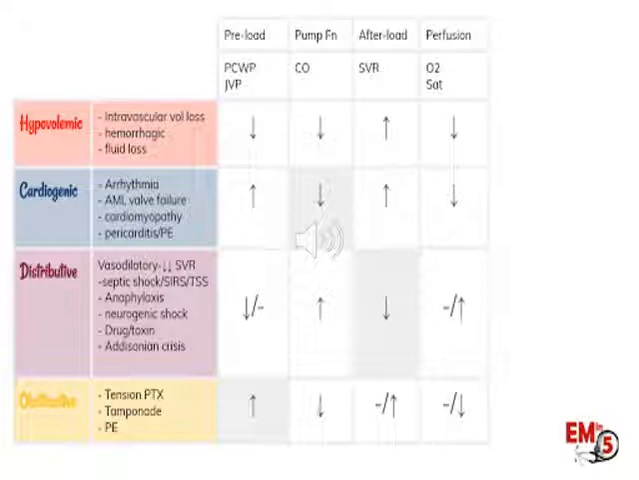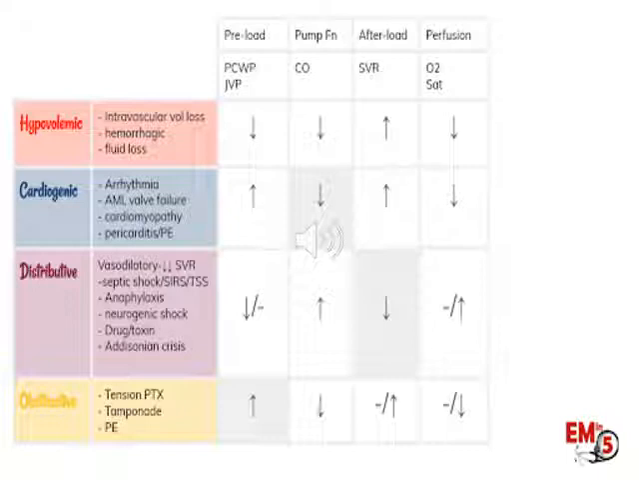In hypovolemic shock, we will have decreased pulmonary capillary wedge pressure and central venous pressure due to a decrease in the amount of the effective intravascular volume. And we will have decreased cardiac output. But the systemic vascular resistance is increased due to increased sympathetic activity. But the mixed venous oxygen saturation is low due to poor tissue perfusion caused by the reduced cardiac output.